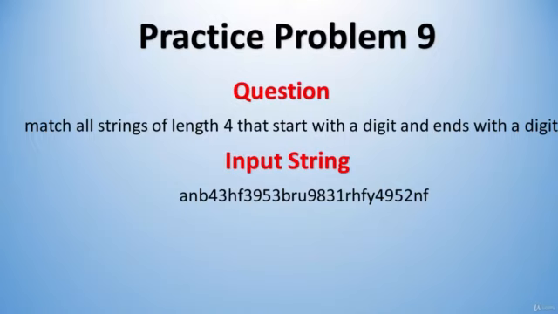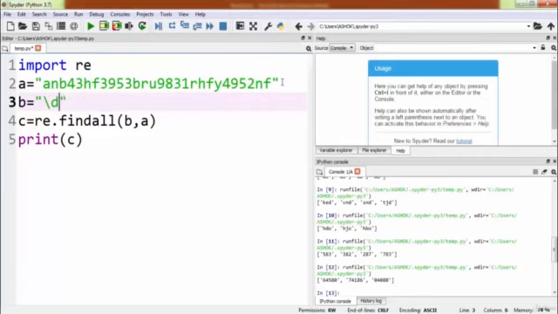So the next question is, we must find all the strings of length 4 which start with a digit and end with a digit. This is the input string and the total length is 4. That means the first character should be a digit and the last character should be a digit, and in between there can be a non-digit, that is slash d and slash d.